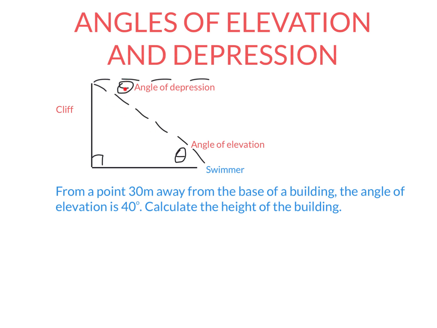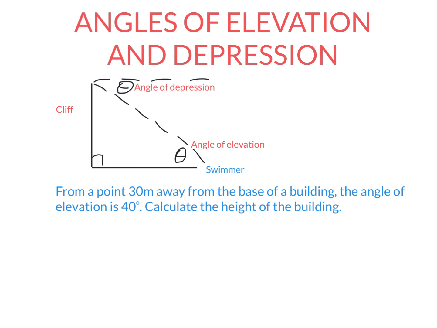Now, I've used theta to represent both of these angles because even though these are different concepts, they're always equal. If the angle of depression from the cliff to the swimmer is, say, 30 degrees, then the angle of elevation is also 30 degrees. These two are always equal because they are alternate angles.